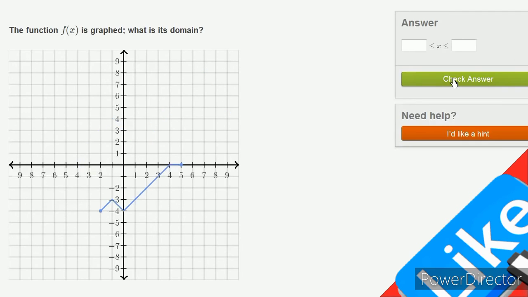This is kind of fun. The function f of x is graphed. What is its domain? So once again, this function is defined for negative 2 is less than or equal to x, which is less than or equal to 5. If you give me an x anywhere in between negative 2 and 5, I can look at this graph to see where the function is defined. F of negative 2 is negative 4. F of negative 1 is negative 3, so on and so forth. And I can even pick the values in between these integers. So negative 2 is less than or equal to x, which is less than or equal to 5.